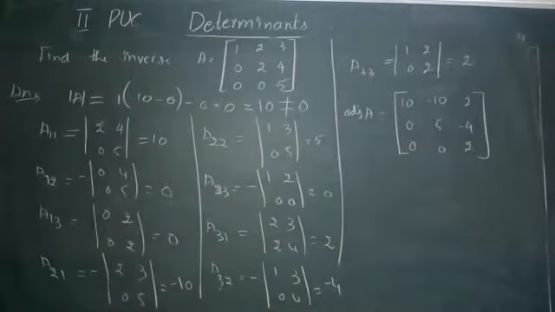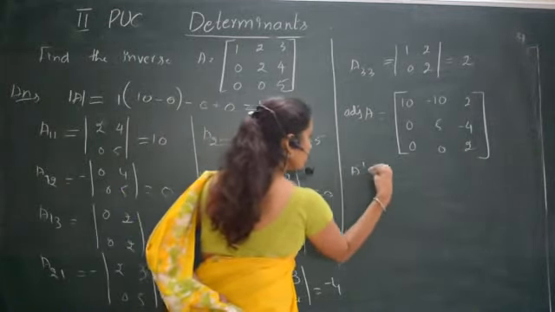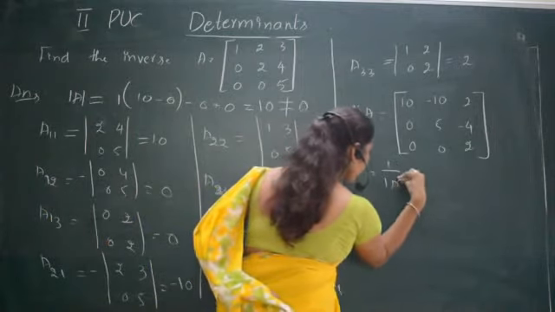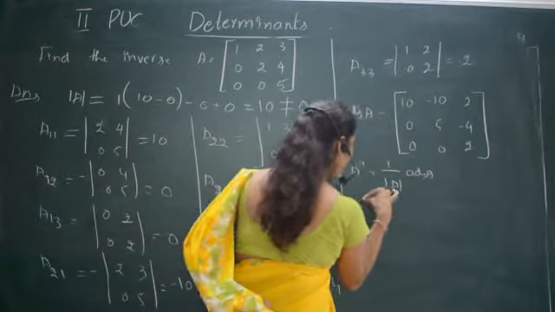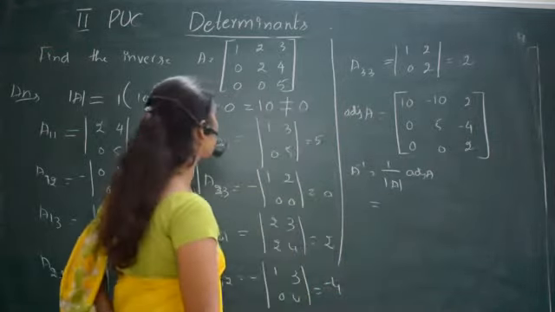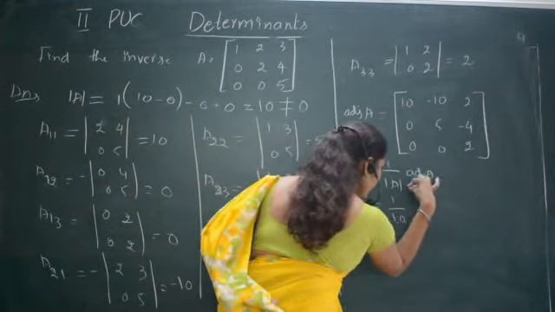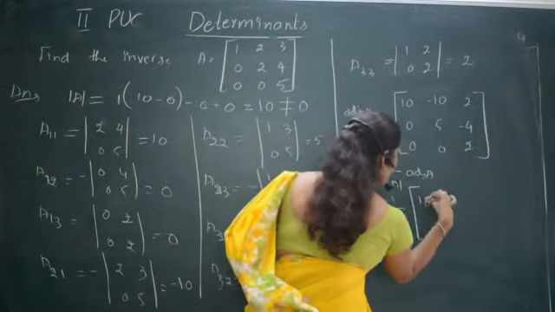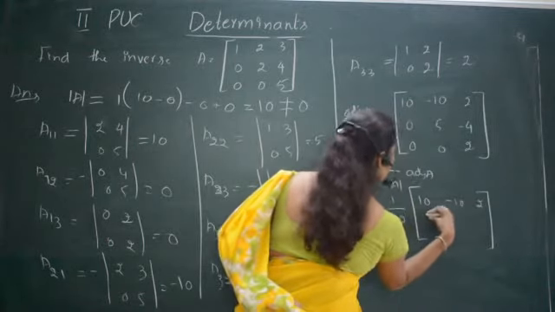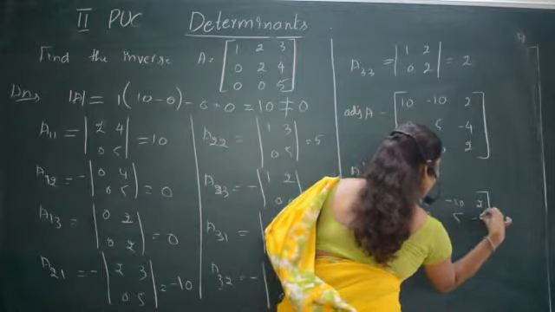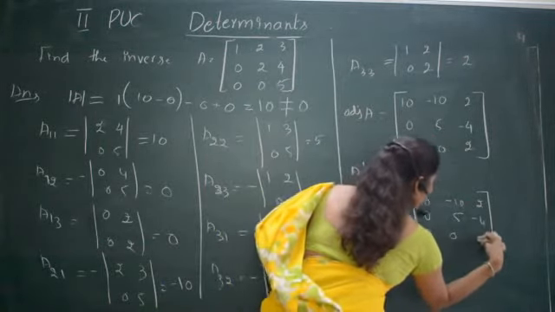Therefore we have to calculate the inverse. A inverse is equal to 1 by determinant of A into adjoint of A. The determinant we got is 10. So 1 by 10 into the adjoint, which is 10, minus 10, 2, 0, 5, minus 4, 0, 0, 2.